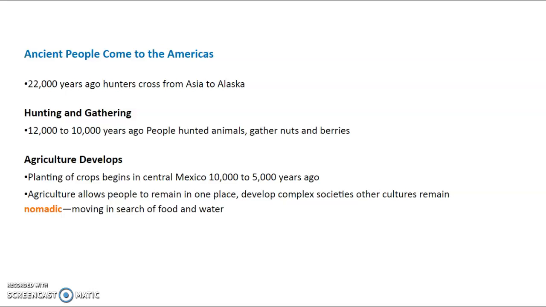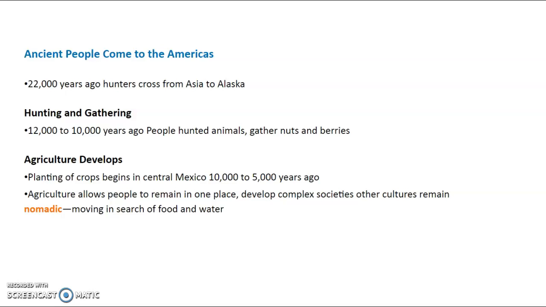Another section, hunting and gathering. So 12,000 to 10,000 years ago, people hunted animals, they gathered nuts and berries. So that was the main way that they got food. They hunted large animals, they got nuts, they got berries, sometimes they ate roots, things like that. And then, after that, agriculture developed. So people were planting crops in central Mexico from 10,000 to 5,000 years ago. So agriculture just means crops and being able to grow and plant crops.